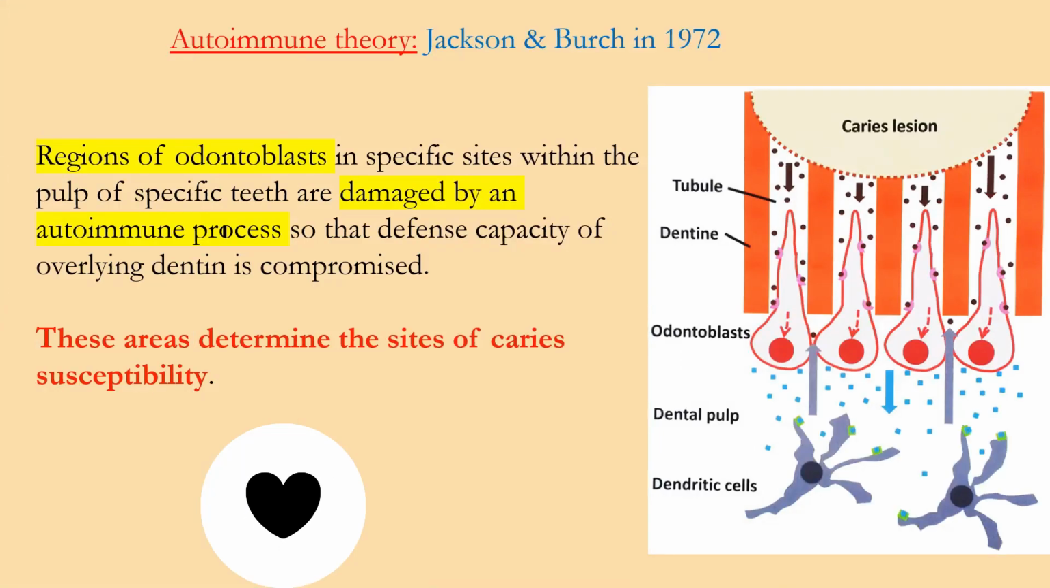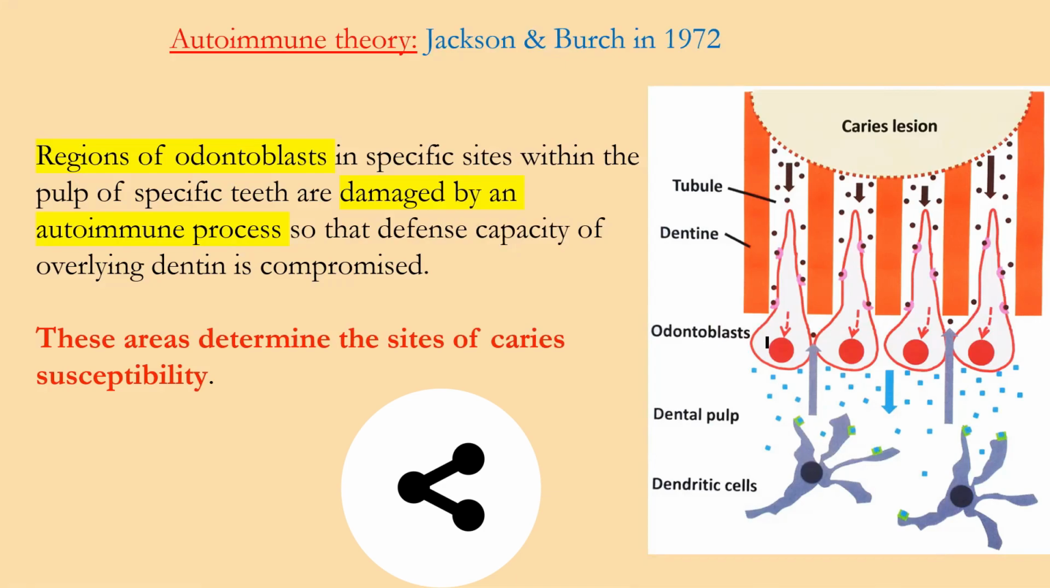Another interesting theory was proposed by Jackson and Burke in 1972, called the autoimmune theory. They said that certain regions of odontoblasts, I hope you remember from histology, so this is your dental pulp, there are odontoblasts and there are subodontoblasts. These are the dendritic cells of the pulp. These are your dentinal tubules, and that's your dentin. According to this theory, certain regions of odontoblasts were damaged by an autoimmune process, and that led to the formation of caries at that specific site.